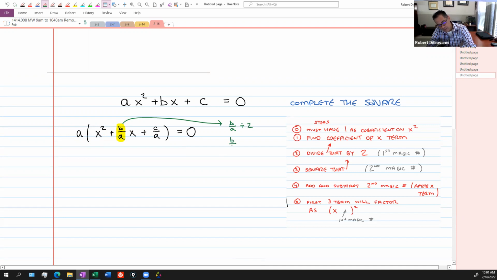That's the same as taking b over a and multiplying. What's the reciprocal of 2? A half. So dividing by 2 is the same as multiplying by a half, which is b over 2a. Okay, that's my first magic number.